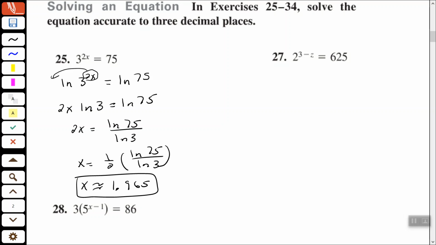That's it. So if we have a variable in the exponent position, we want to get that variable down by using the natural log, applying the natural log to both sides of the equation. All right, so number 27 here. Apply the natural log to both sides of the equation. Now we can bring the 3 minus z out in front of the natural log.